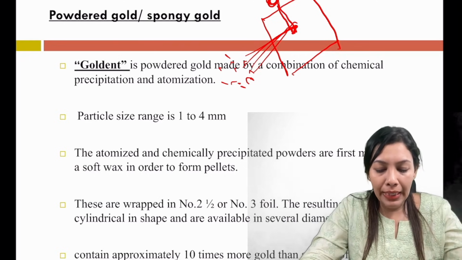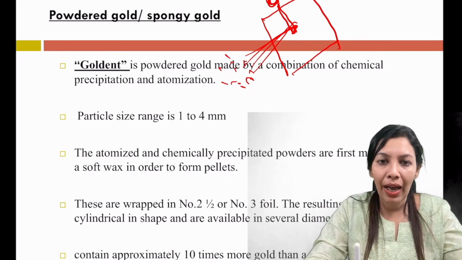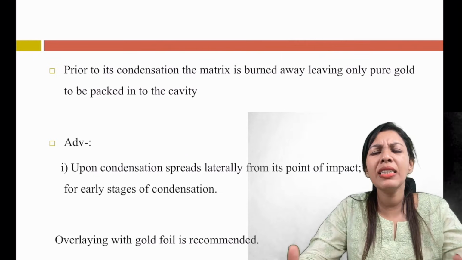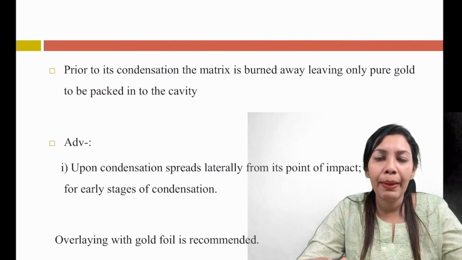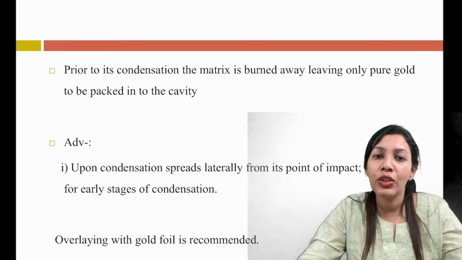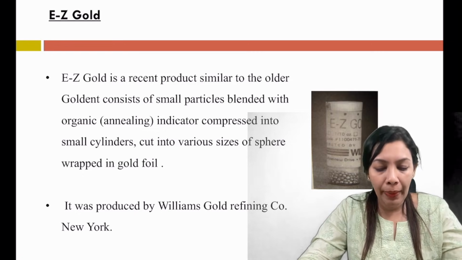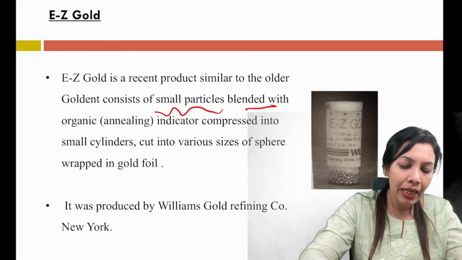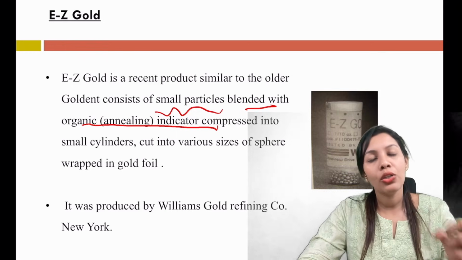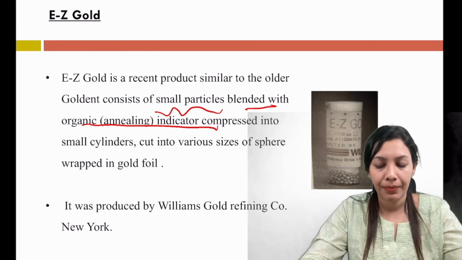Atomized and chemically precipitated powder are first mixed with gold wax. We mix it with wax and heat it so it forms a cohesive particle. What is the advantage? Since it is very small and powdered, it is easy for compaction, and there will be less void formation. EZ gold is a product of this powdered gold, formed by small particles blended with organic lubricants and compressed into small cylinders. So it is the precipitated gold compressed together to form small cylinders.